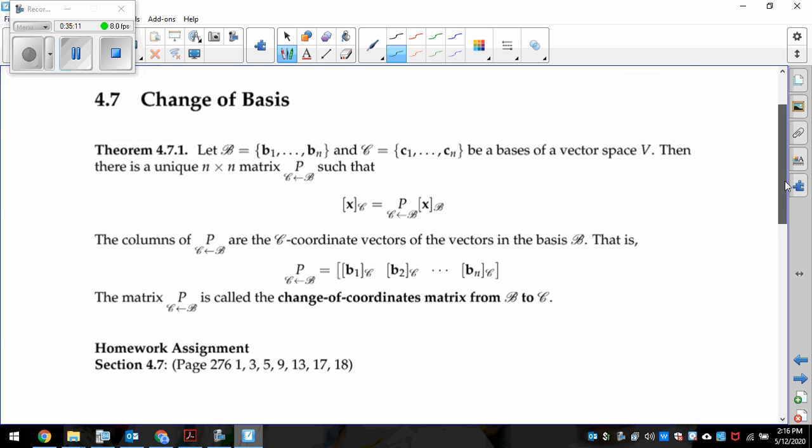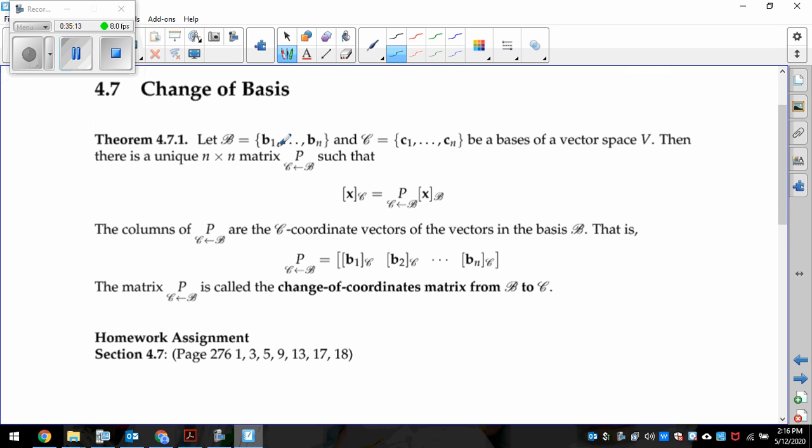Okay, so let's go ahead and talk about change of basis. So we've learned that you can have a basis for a space, and then you can have another basis for a space, so two unique bases for the same space. Well then, is there a way to change back and forth between the two bases? And that matrix is called the change of basis matrix. And so that's what we're going to talk about in this section here.